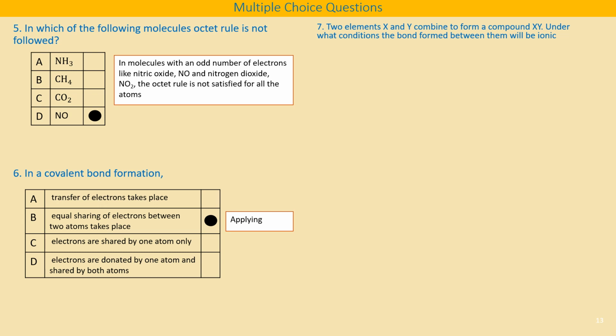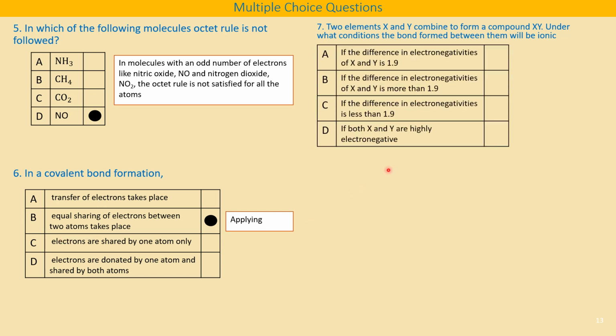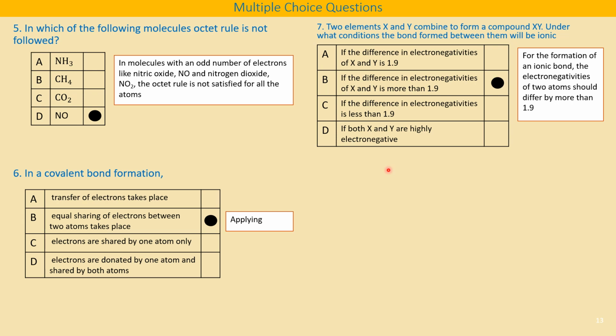Two elements X and Y combine to form a compound XY. Under what condition will the bond formed between them be ionic? This ionic bonding will be continued in the next video, and please remember that for the formation of an ionic bond, the electronegativities of two atoms should differ by more than 1.9. Hence option B is the correct answer and mark it.